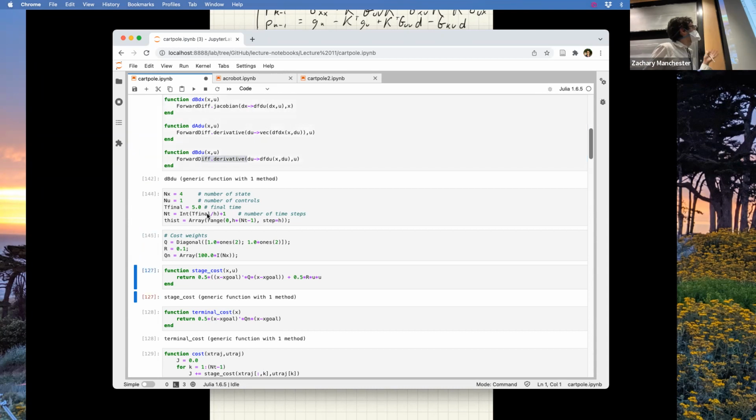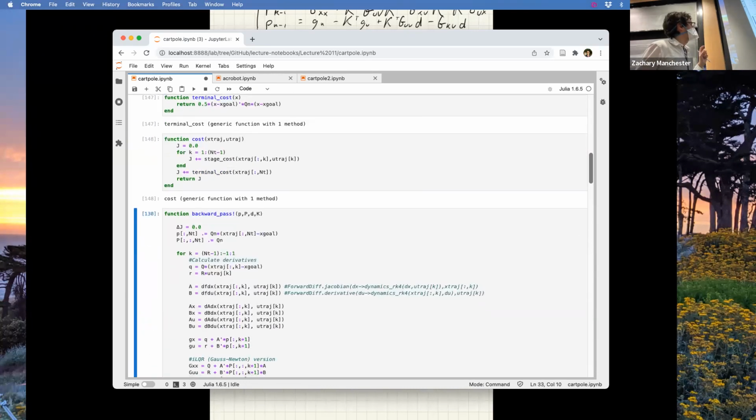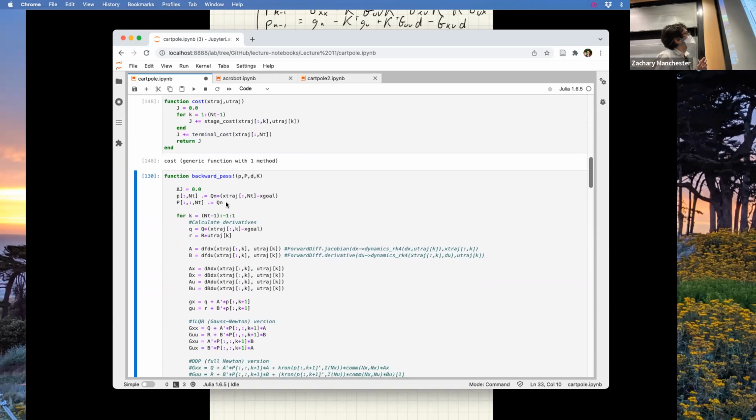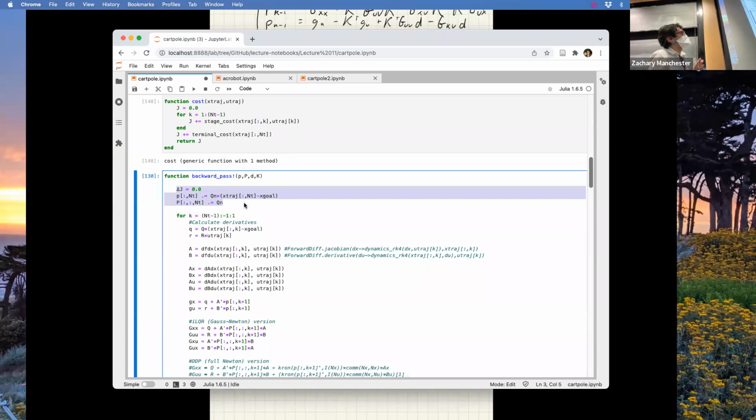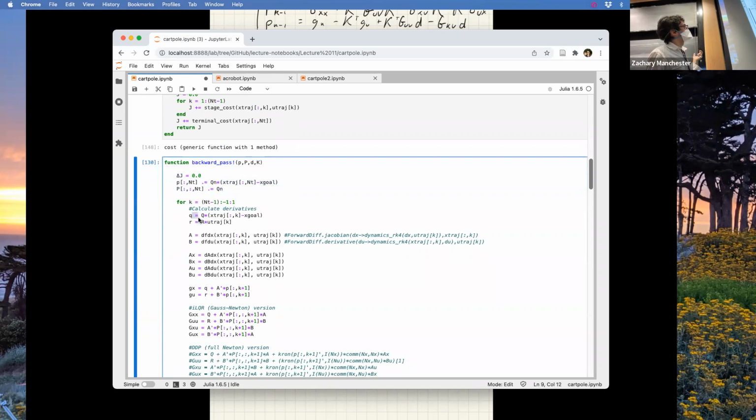Cost function, same stuff we did before. Okay, I broke this out. So here's the backward pass that we just wrote down. Start at time step n with the gradient and Hessian of the cost, which I just wrote by hand. And then this is exactly what we wrote down before, right? Start at the end and evaluate my derivatives.